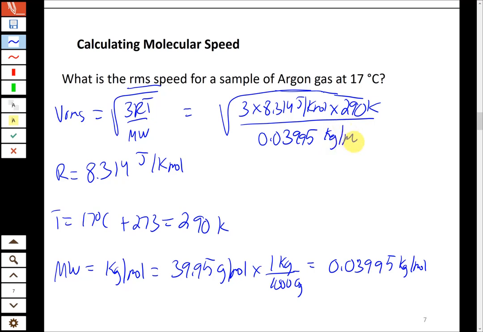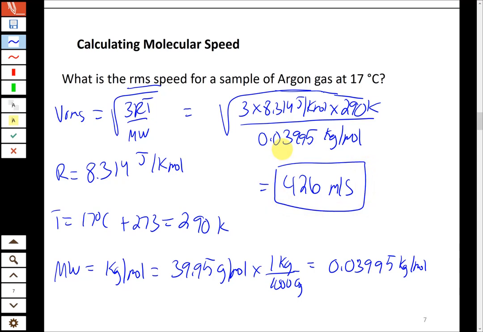That's because joules, which is the energy unit that R is in terms of, is a compound unit that involves kilograms, not grams. All right, but when we put the numbers in and work it out, what we get is 426 meters per second. And that's pretty darn fast.